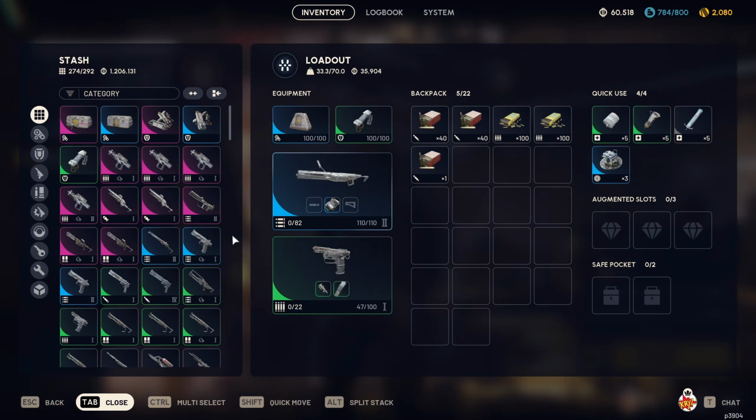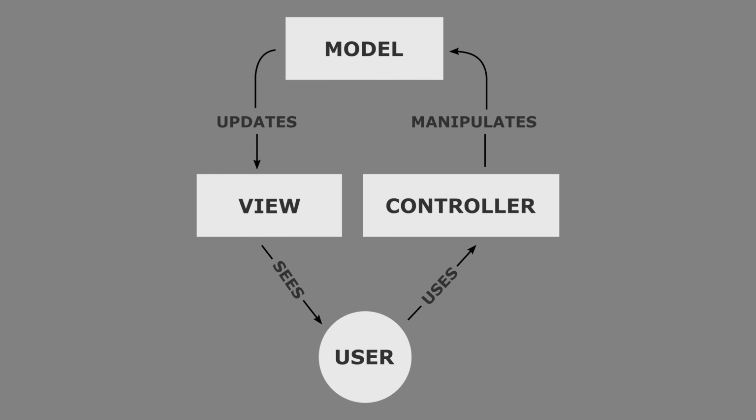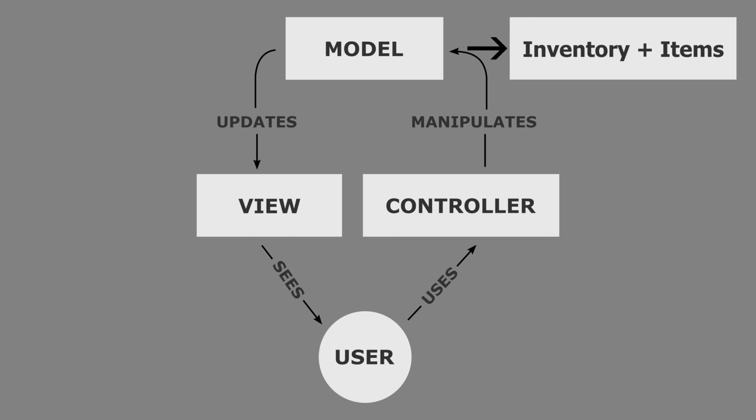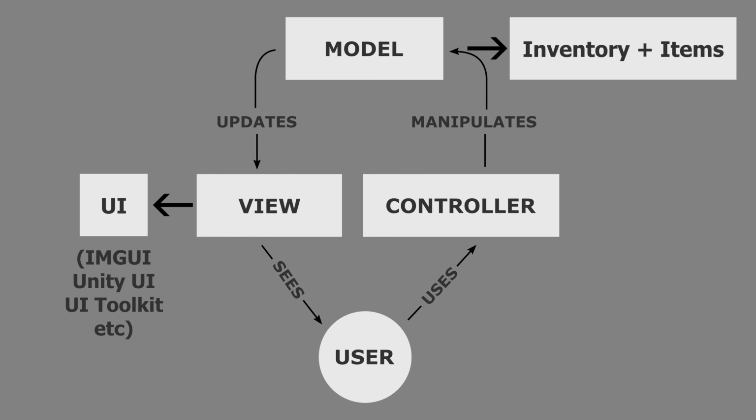Let me show you. The first feature is complete separation of data and UI. You can think of it like the model view controller pattern, or MVC for short, where the model is the inventory and the items, the view is the UI that displays that inventory, and the controller is what glues them together and makes changes to the inventory based on user input.